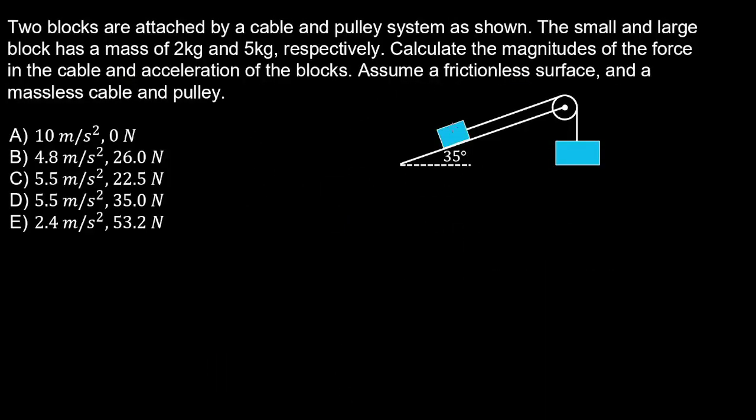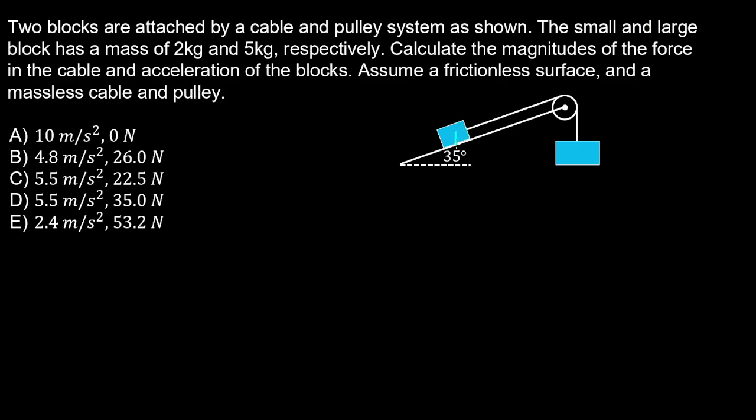Two blocks are attached by a cable and pulley system, as shown, and a small and large block has a mass of 2 and 5 kilos. Calculate the magnitudes of the force in the cable and acceleration of the blocks, and assume a frictionless surface and a massless cable and pulley.